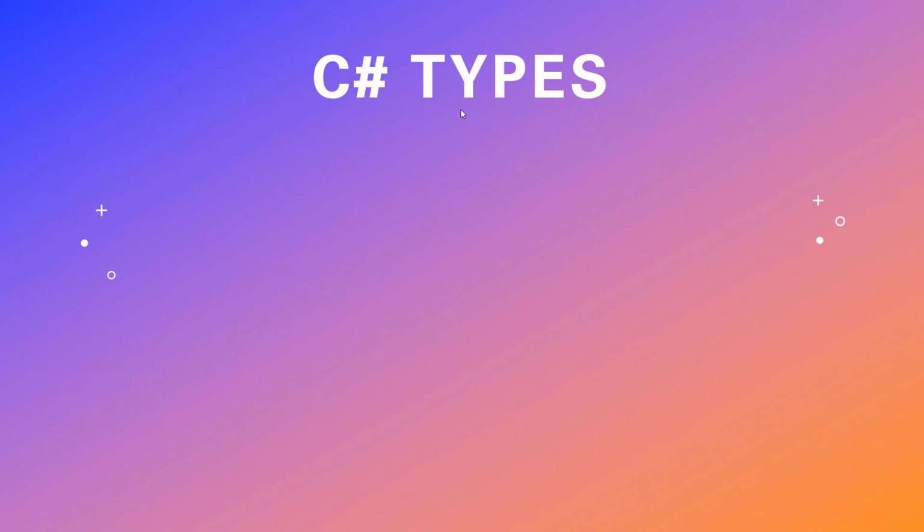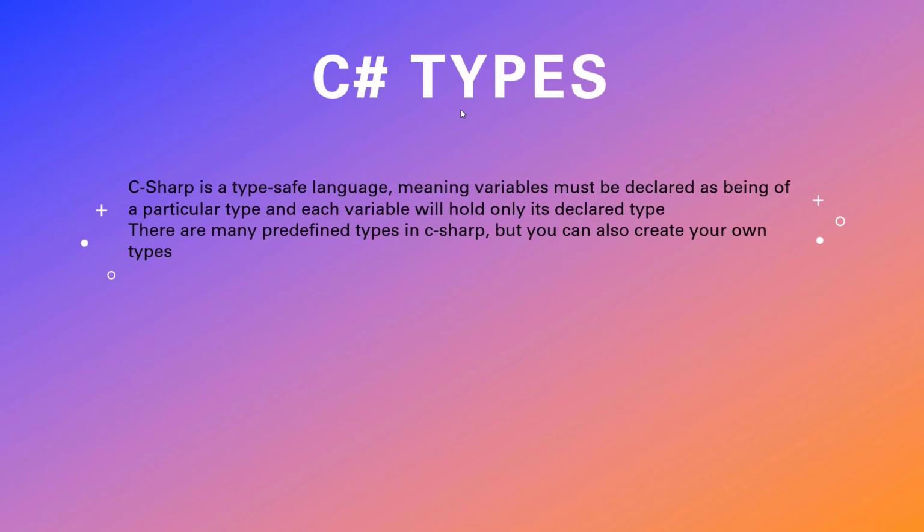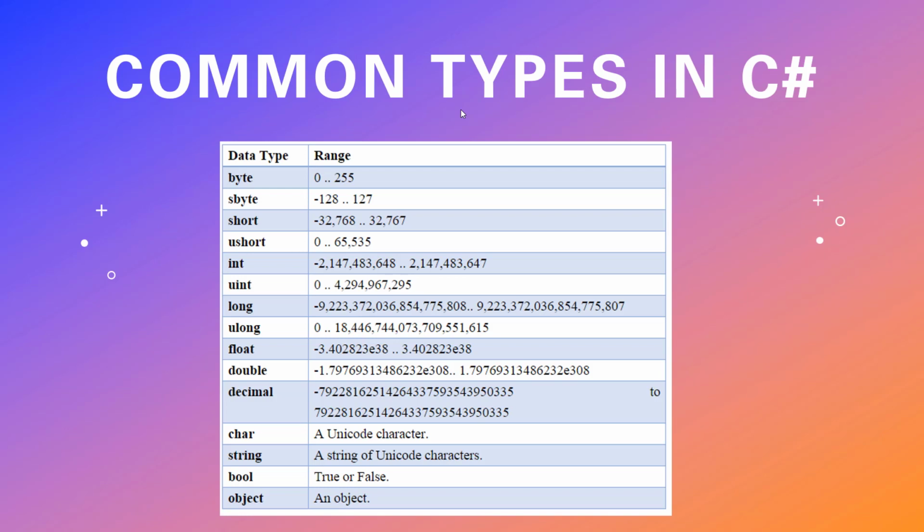C# is a type-safe language, meaning variables must be declared as being of a particular type, and each variable will hold only its declared type. There are many predefined types in C#, but you can also create your own types. The most common types in Unity are int, which is short for integer, float, double, string, and bool. There are also Unity-specific types that we will explore later, like camera, animator, game object, transform, etc.